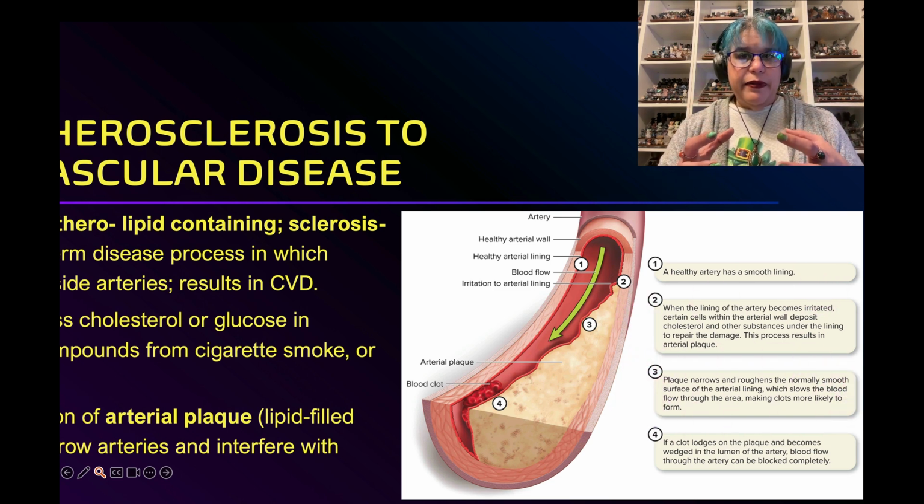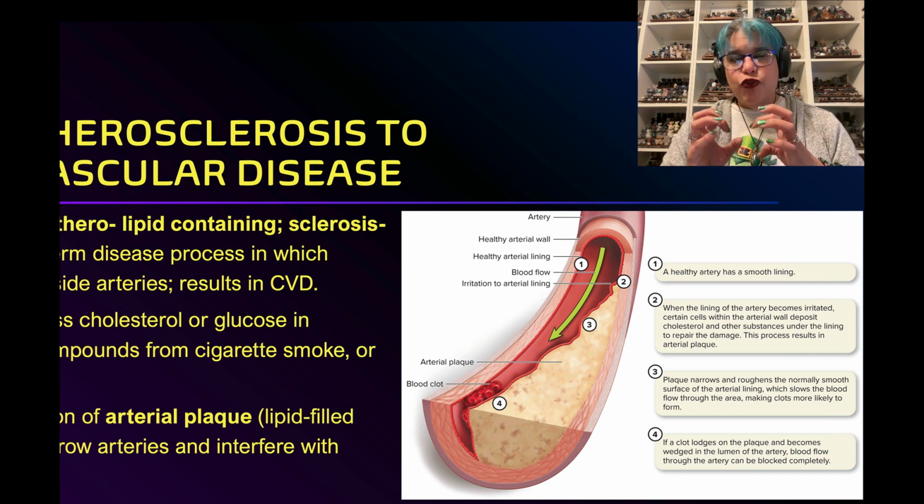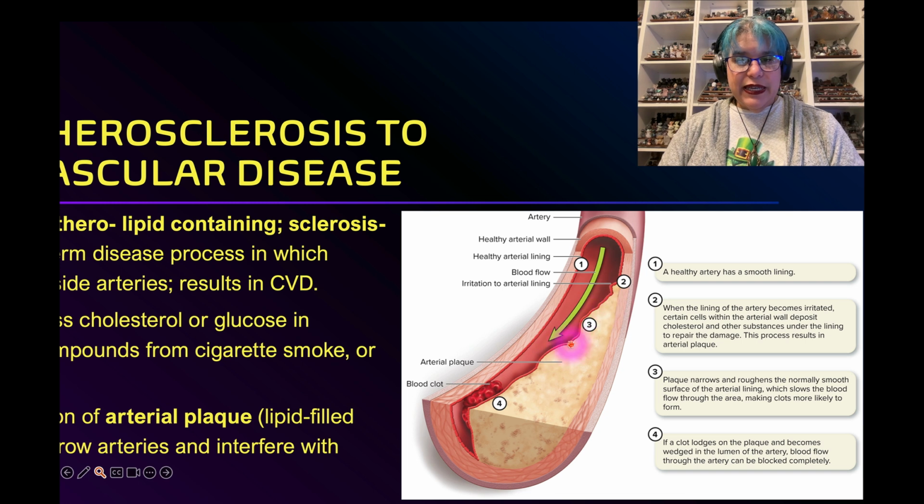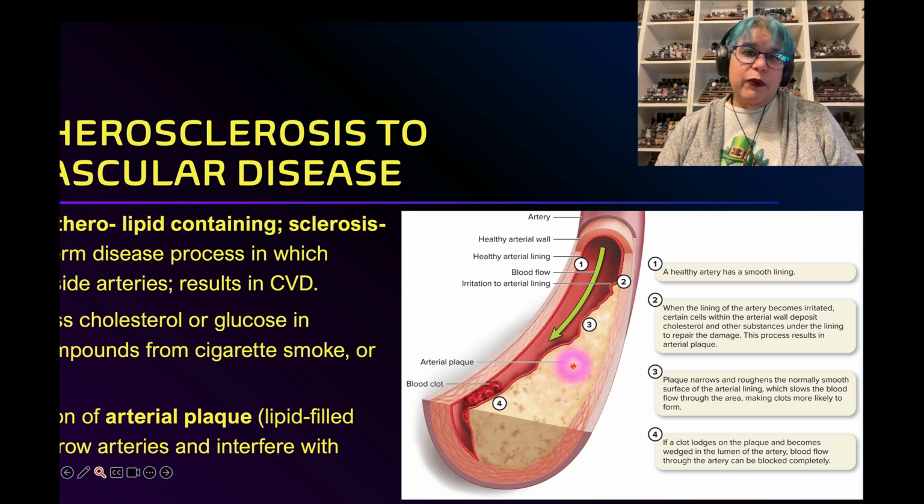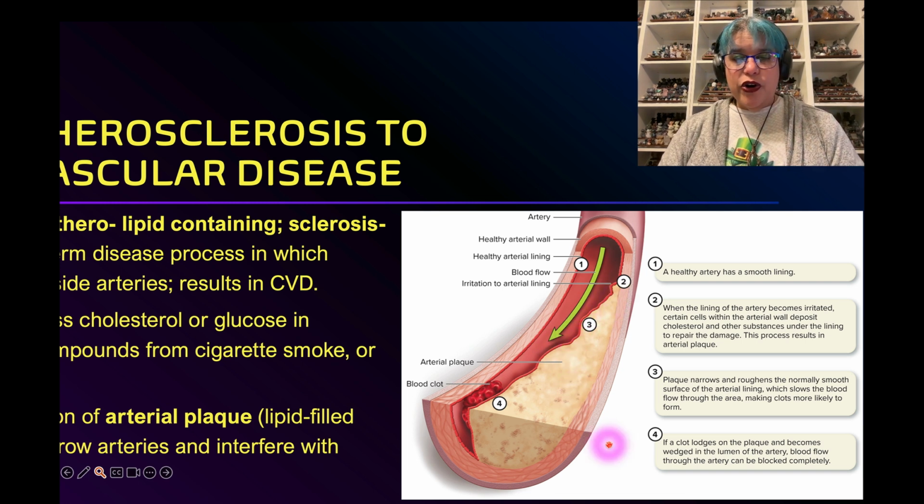Think about a water pipe. If the water pipe has all kinds of crud along the surface, the water is not going to flow nicely through it. It's going to have to get over all of this gunk that's on the side of the pipes. As this starts to get thicker, that's basically what we're doing, except we're doing it inside an artery.